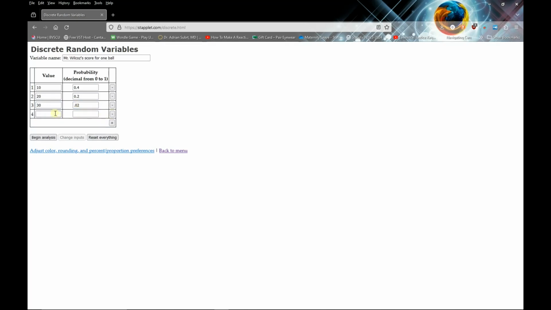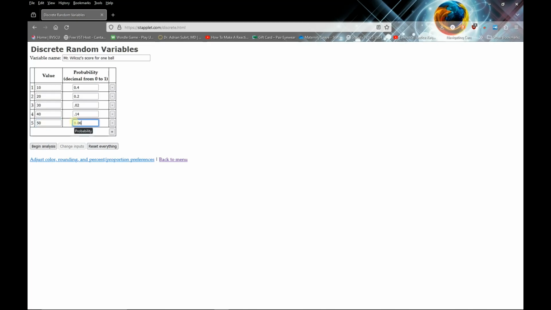And now we're going to keep adding again. This will be 40, and he had 0.14. And then for 50, it was 0.06. Okay, so all we have to do now is click Begin Analysis, and we're going to get a probability histogram, which is just the value of the points on the x-axis and the probabilities on the y-axis.